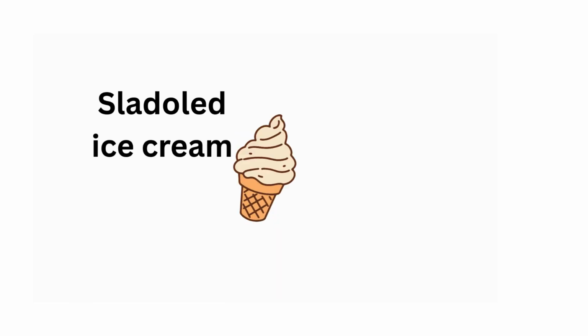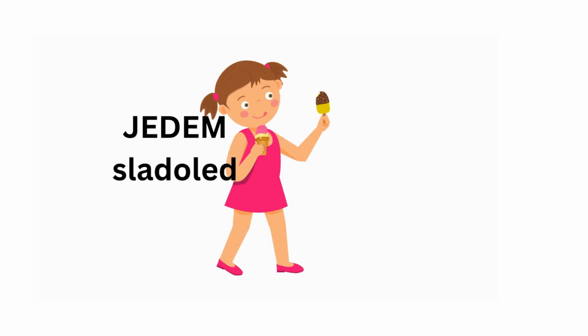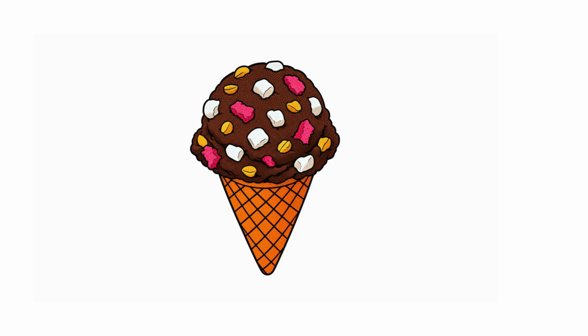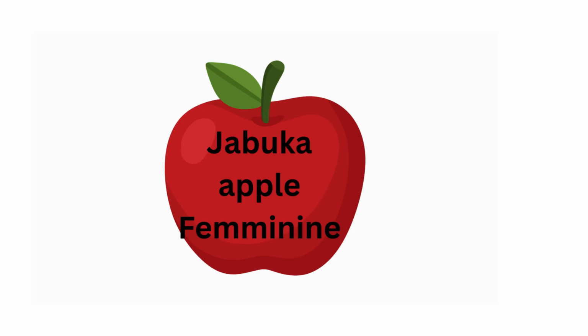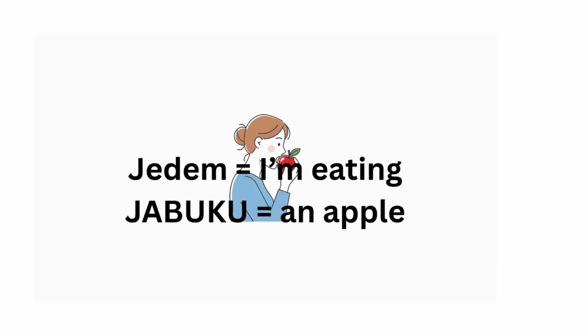Sladoled. Ice cream. It's a masculine noun. Jedeš sladoled. You are eating an ice cream. Jedem sladoled. I'm eating an ice cream. Sladoled is a masculine noun, and in the nominative case, it stays sladoled, and in the accusative case, it stays sladoled. But jabuka is a feminine noun, so jabuka changes to jabuku in the accusative case.